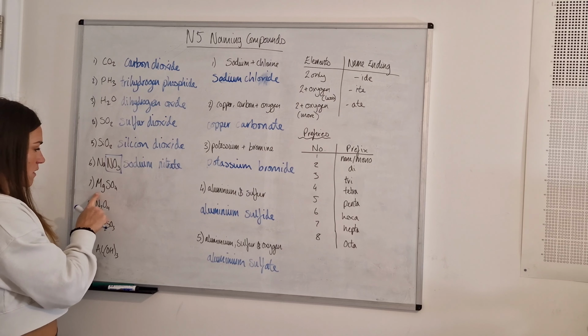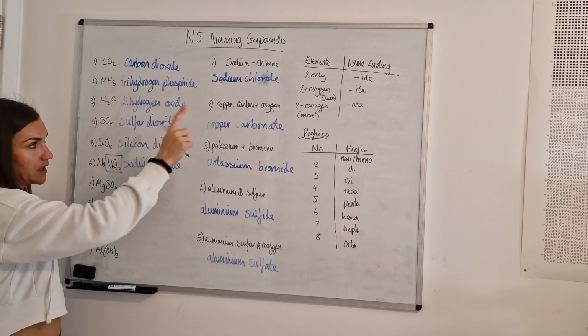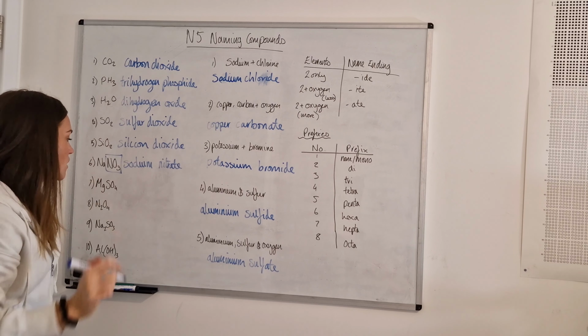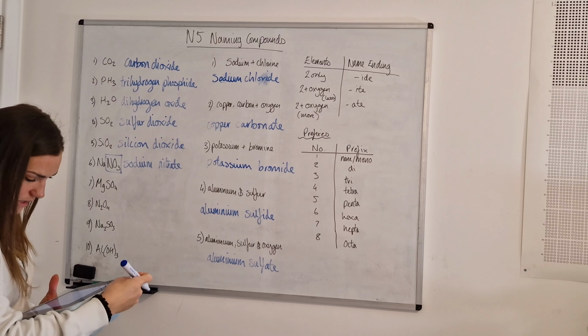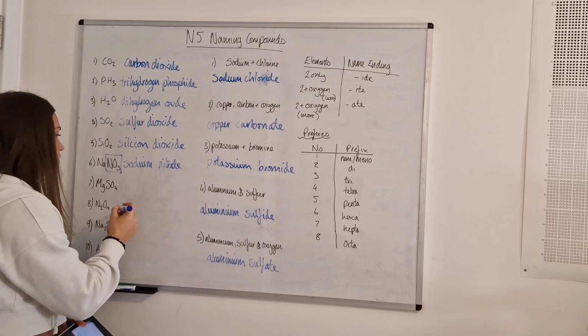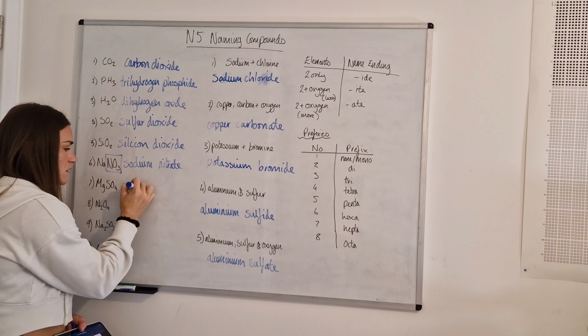This example here, example 7, magnesium, we've got sulfur and oxygen, so that's again 2 elements plus oxygen. If we look up page 8, we should be able to find that SO4 is sulfate. So this would be called magnesium sulfate.